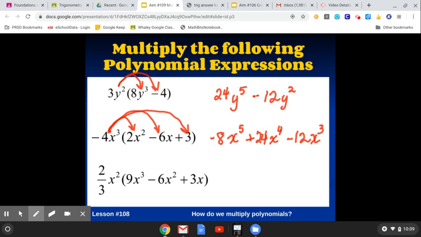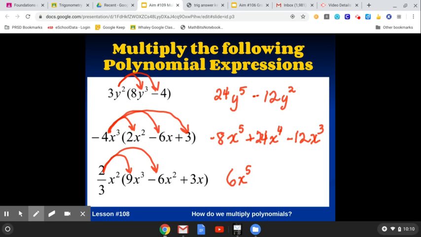All right, last one. It's got a little bit of a challenge because there's a fraction involved, but it's not too bad. All right, so 2/3 times 9. I think of it as 9 times 2 divided by 3. 9 times 2 is 18, divided by 3 is 6. X squared times x to the third is x to the fifth. You add your exponents.